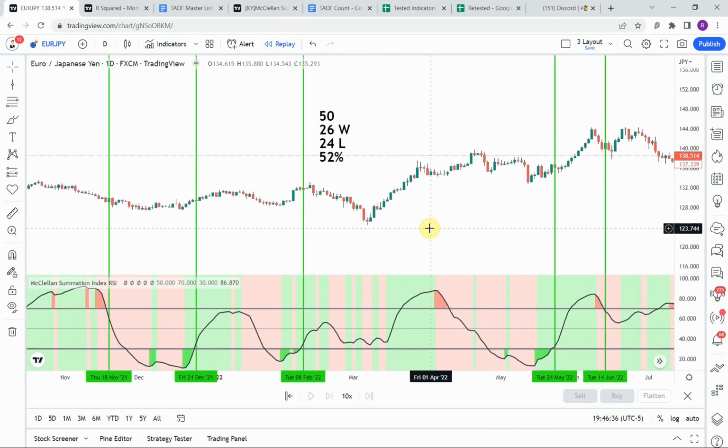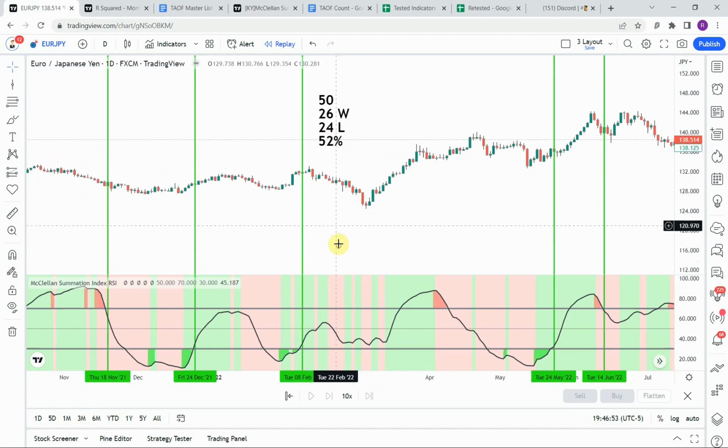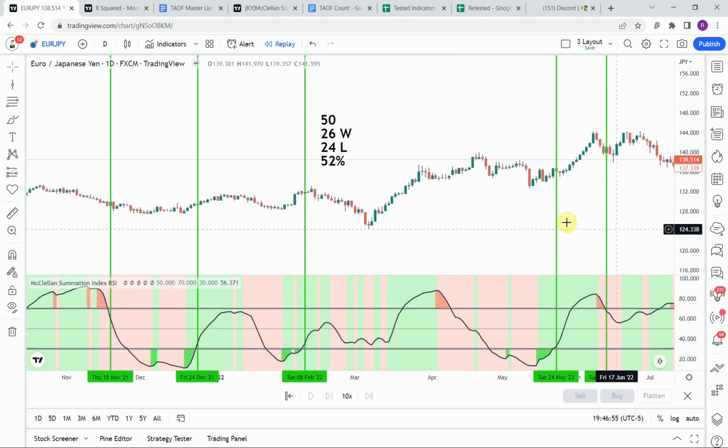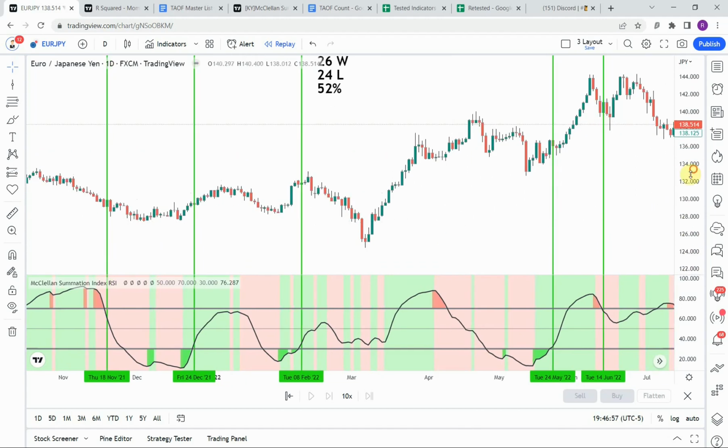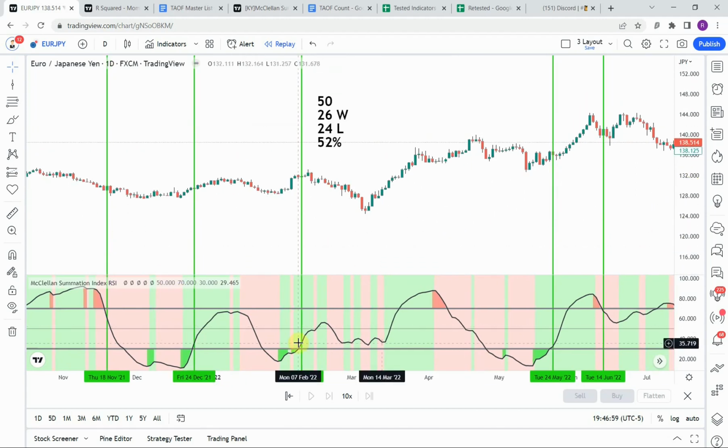I wish this indicator did better than it did. 52% win rate. It seems to be around the area that we keep landing on, around 55 to 60%, sometimes a little bit lower than 55. But I think this indicator could be useful on a daily time frame, just to get a general idea of the overall trend direction.